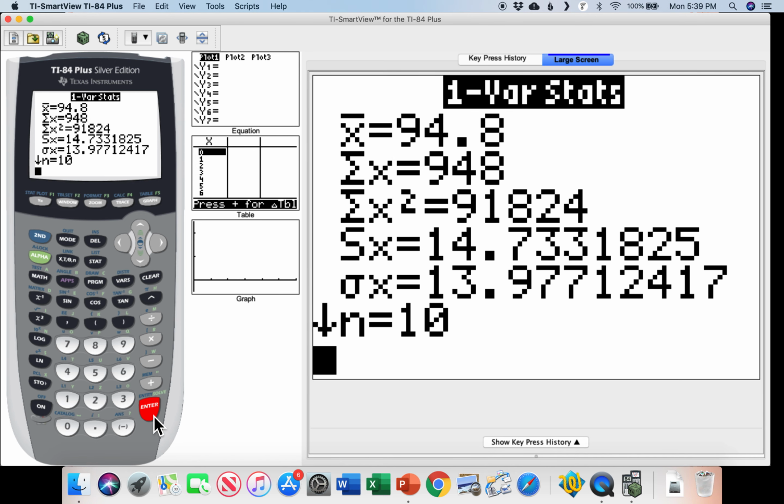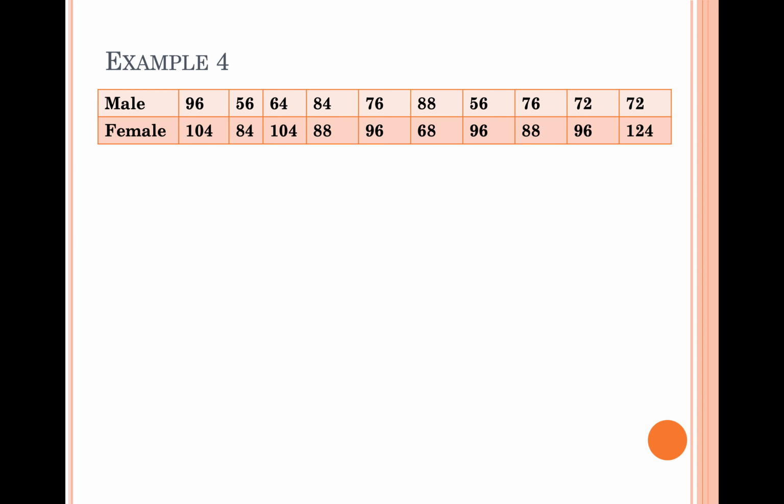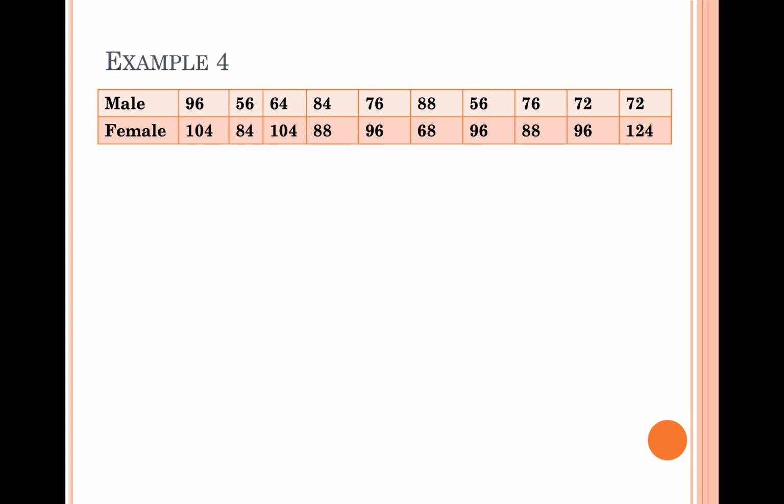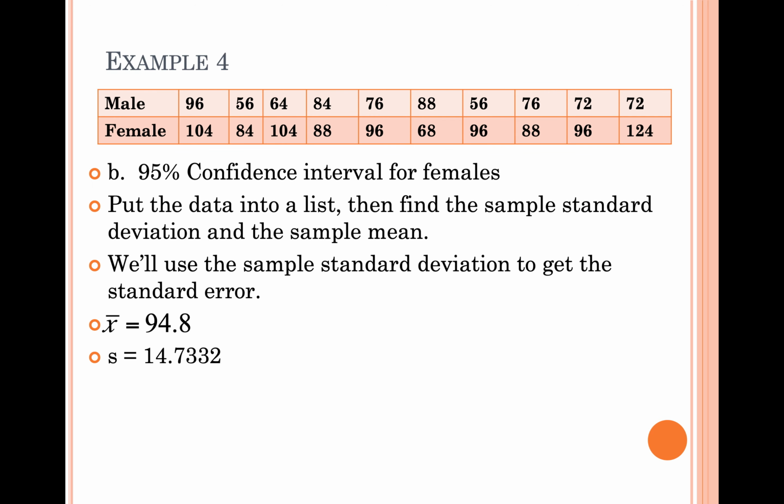Sample mean is 94.8. Sample standard deviation is 14.7332. Okay, 94.8 and 14.7332. Now it's the same t-score.